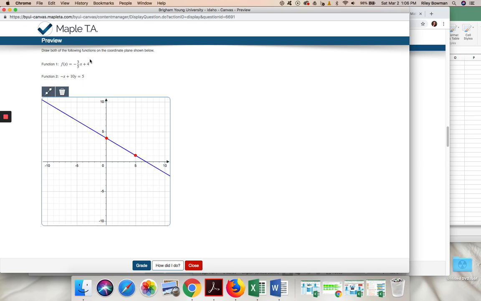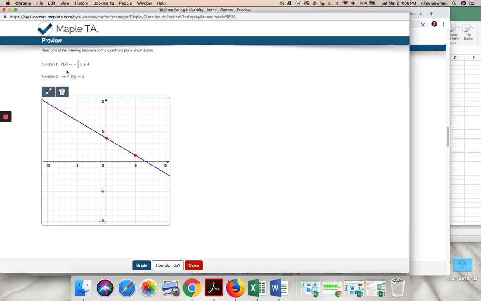Now I could have done the negative attached to the bottom, which would have made the top positive, so that means I would have gone up 1, 2, 3, and then I would have run backwards for the 5 in the negative direction. 1, 2, 3, 4, 5, and you'll see it still ends up on the same line. So it doesn't matter either way you want to graph that one.